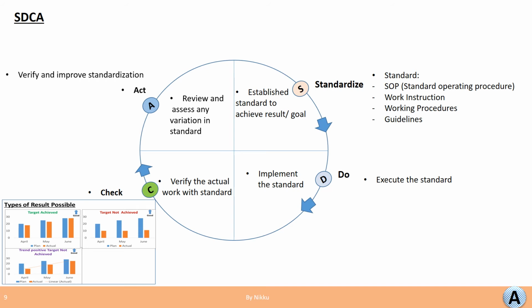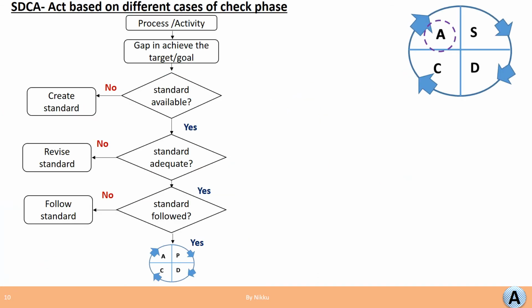In the previous phase, we had seen that there are three possible reasons because of which we may fail to achieve our desired result or goal. The reasons may be standard availability, standard adequacy, or standard followed or not. So now the question is how the act phase works in these three cases. There is a flowchart on your screen.